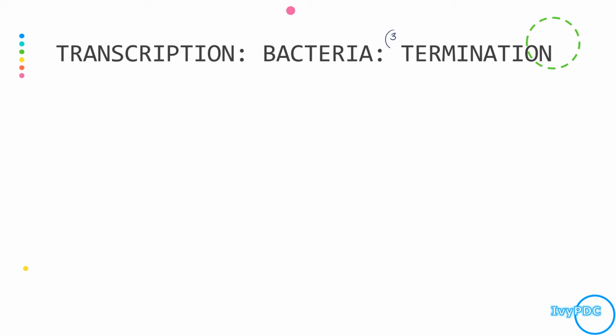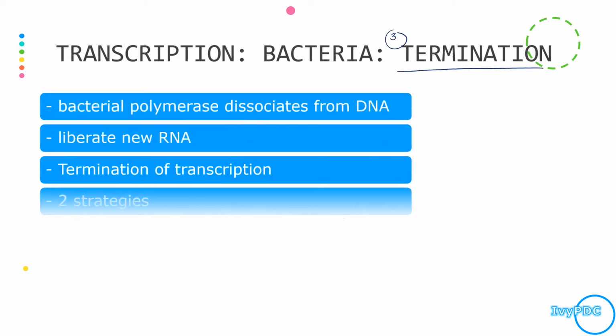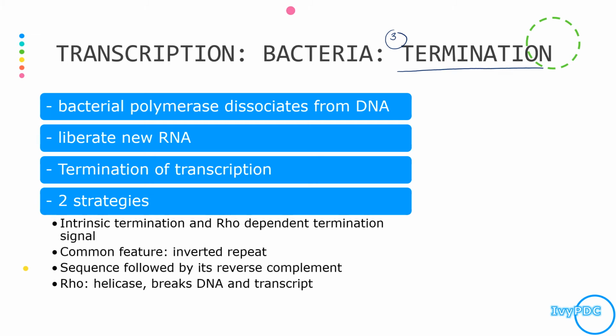The last step in bacterial transcription is termination, which signifies the end of the transcription process. This starts when the bacterial RNA polymerase dissociates itself from the DNA. This dissociation would then liberate the newly formed RNA. We call this process the termination of transcription. In bacteria, two strategies are used, the intrinsic termination and the rho-dependent termination.